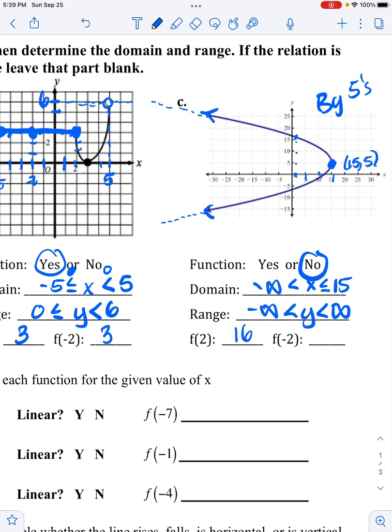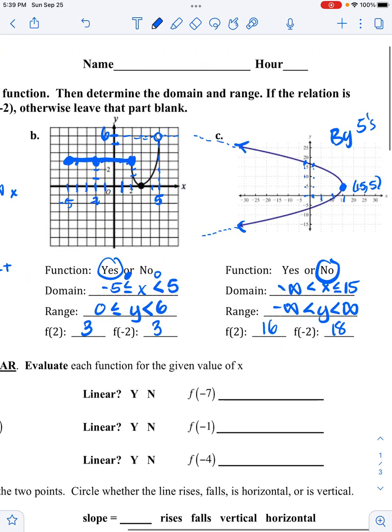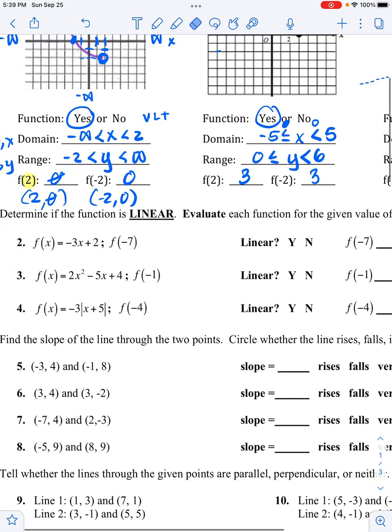I would never do that on a quiz where it was that hard to read. And then here at -2, you're up about, I don't know, 5, 10, 15, a little bit more, so maybe 18-ish. So those don't have to be exact. It's just the concept of being able to find that. Okay, so then let's take a look at linear.